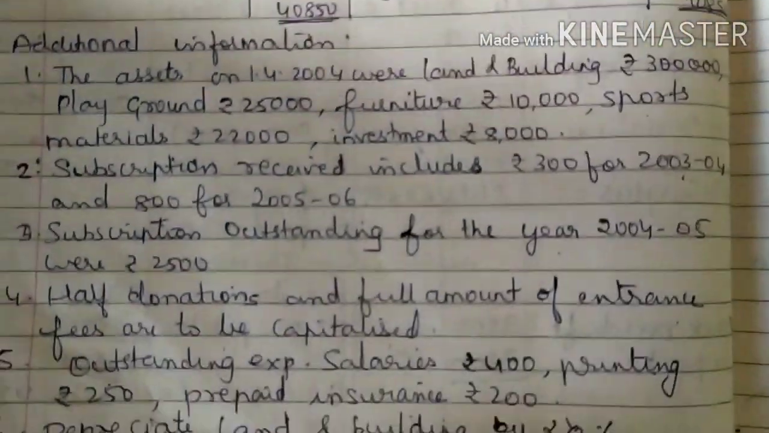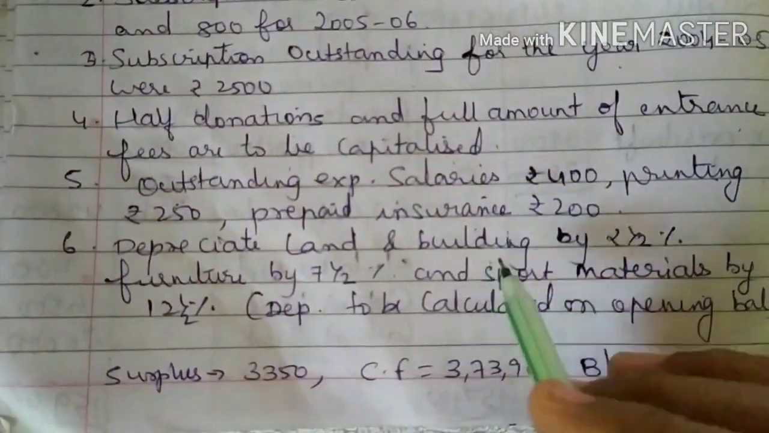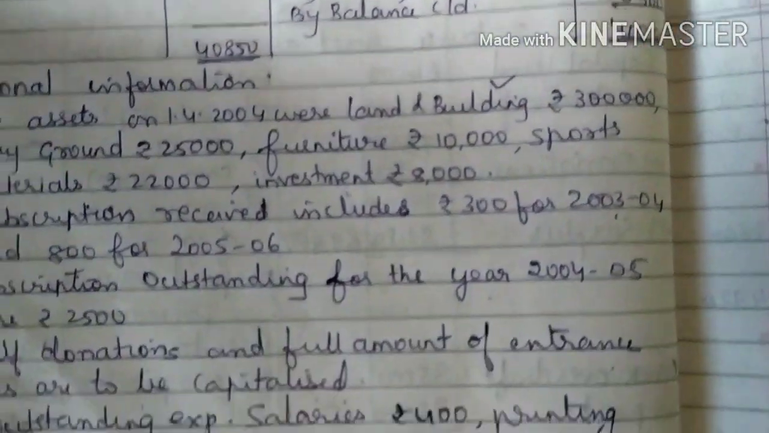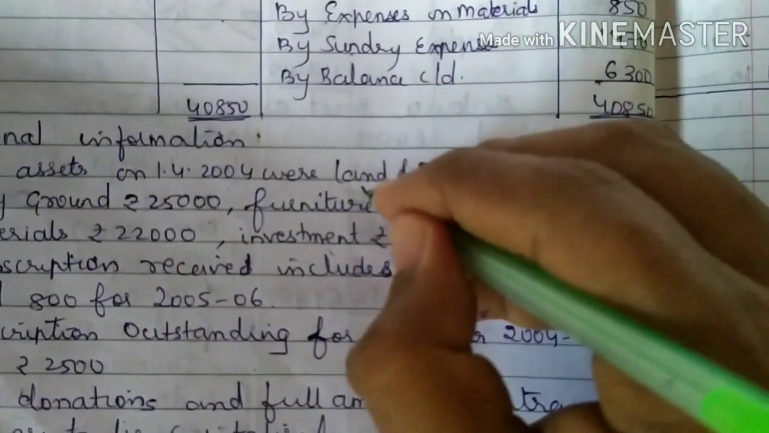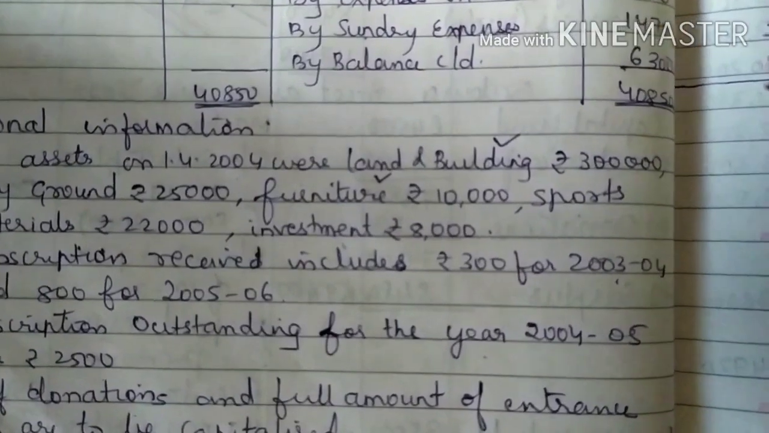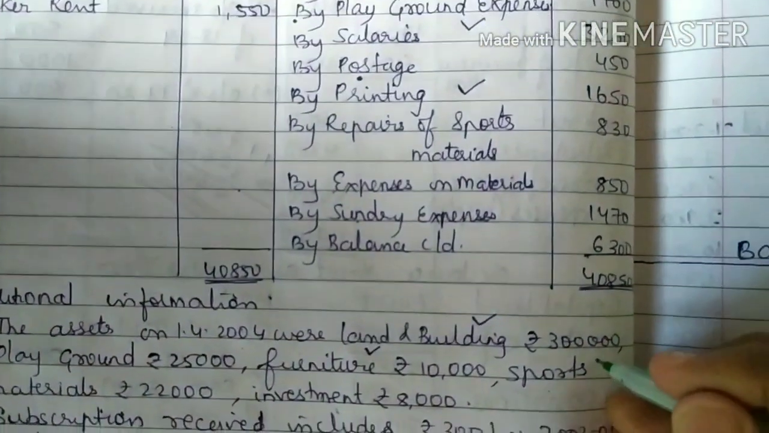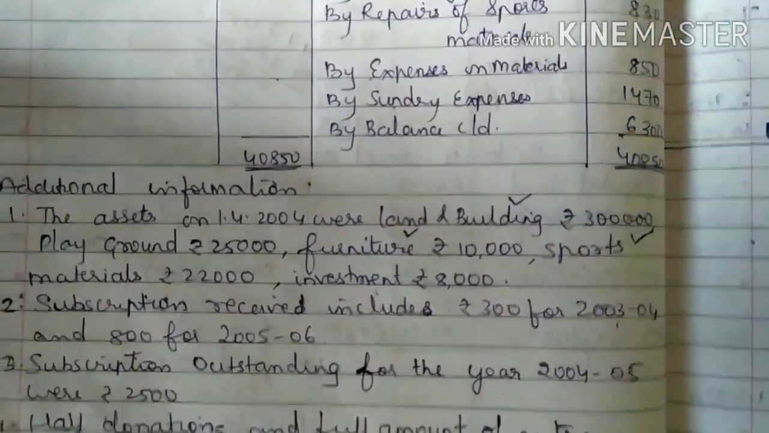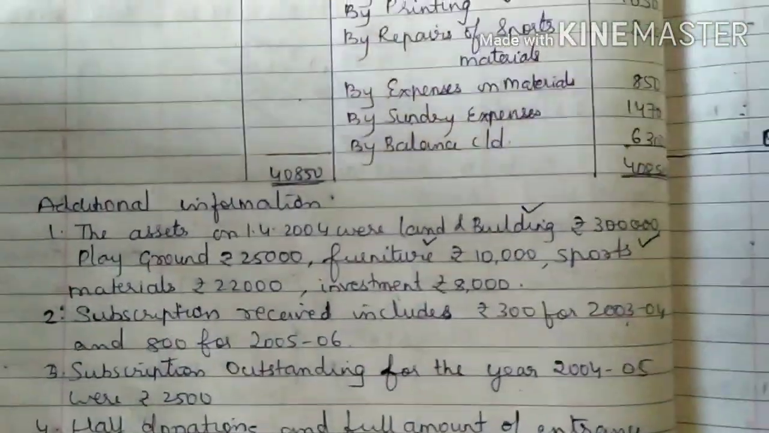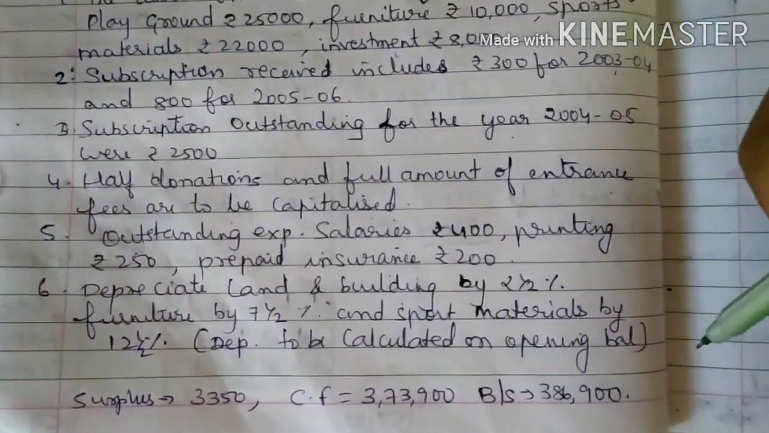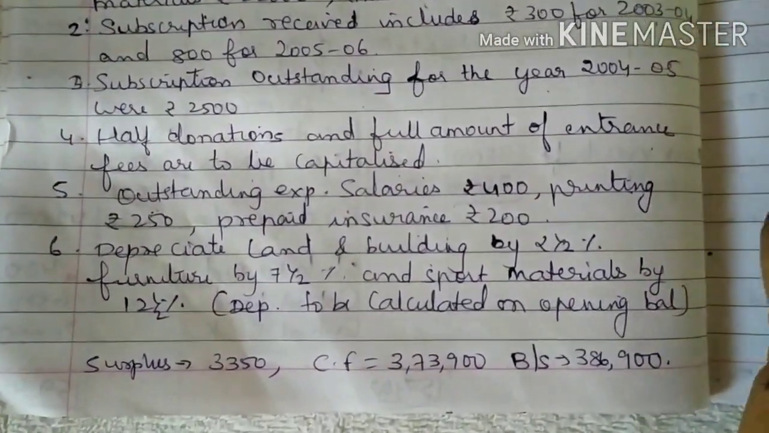Then you have to depreciate land and building. So land and building, there is a depreciation. Furniture, you have a depreciation. Then you have sports material. Depreciation is to be calculated on the opening balance. Okay, now we will start solving the sum.